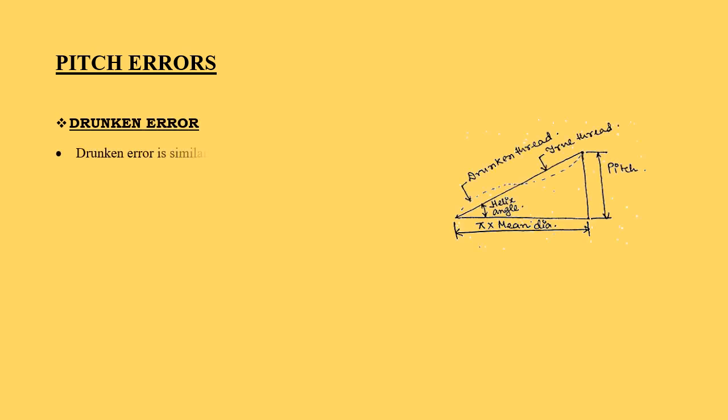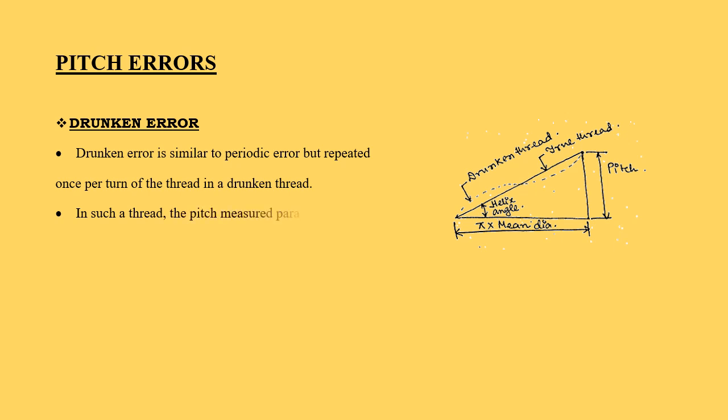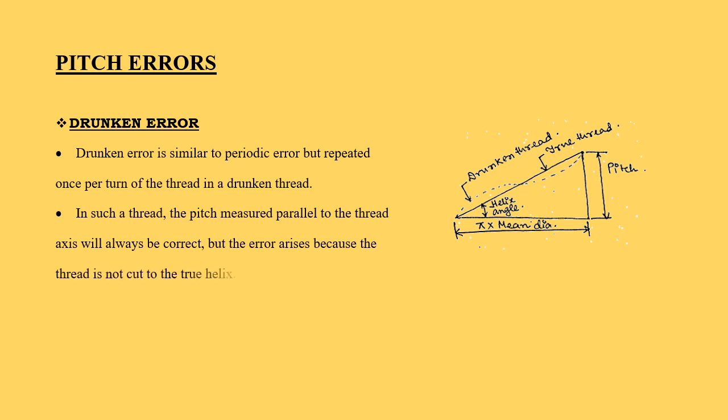Drunken error is one type of pitch error which is similar to periodic error but repeated once per turn of the thread in a drunken thread. Here, the pitch measured parallel to the thread axis will always be correct, but the error arises because the thread is not cut to the true helix.